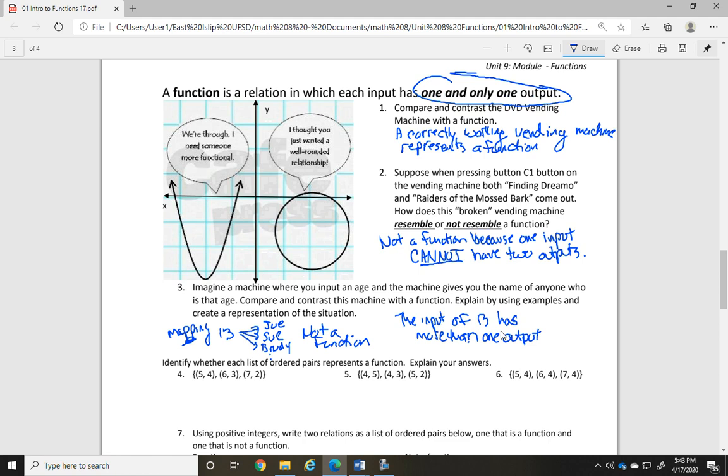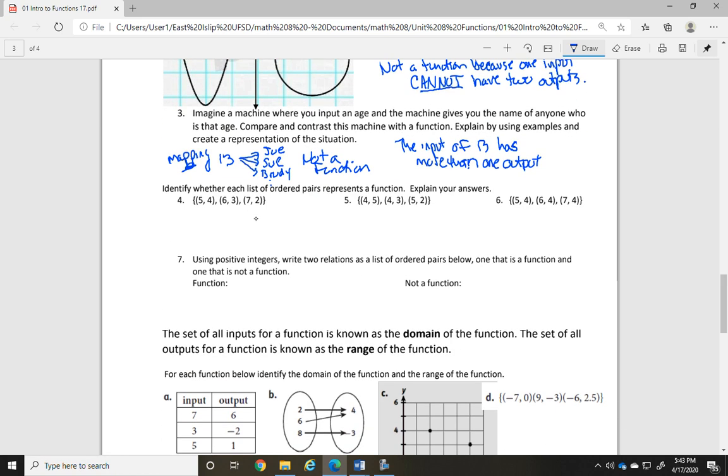So identify whether each list of ordered pairs represents a function. Some people get confused by looking at it as ordered pairs. Like you take a look at number 4, and right now in your mind, think about whether you think it's a function or not. Yes, it's a function. I like to prove it using a mapping though.